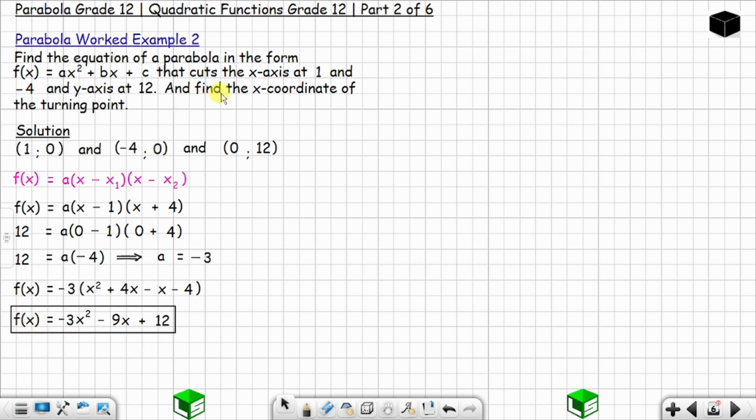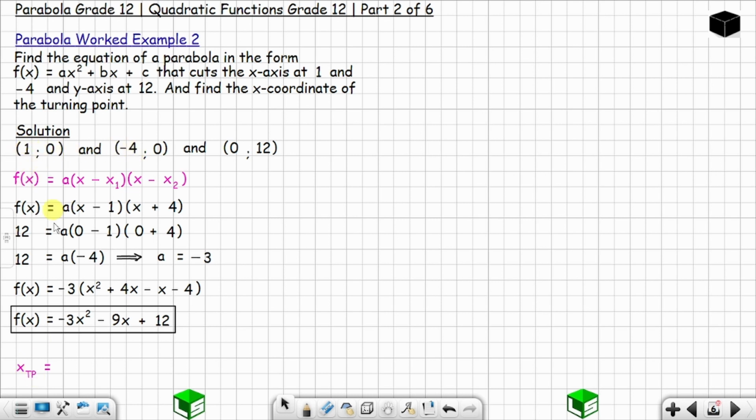Okay, now to find the x coordinate of the turning point, you have three options. You can use the formula x is equal to negative b over 2a, or you can use calculus. You take the first derivative of this, you equate it to 0, and you solve for x. That x is the x coordinate of the turning point. Or you can use this formula. Since you know your x-intercepts, this one and this one, you take this value plus this value and divide by 2, because the x coordinate of the turning point is halfway in between these 2 points.